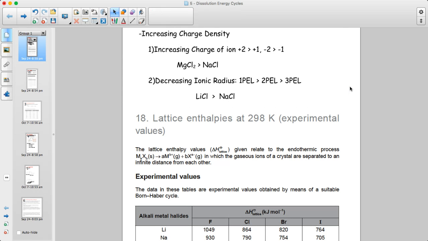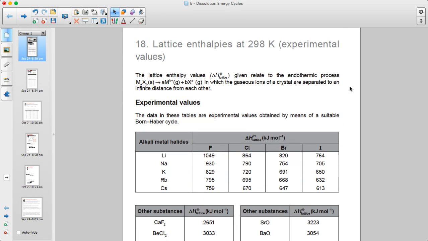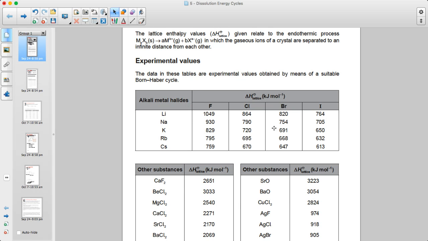On paper 2, you can use the data booklet. Table 18 has lattice enthalpies, and this first table has them for singly charged, so +1 and -1 ions. And you can essentially see that trend. As we go down the table, you're getting bigger and bigger ions, more and more principal energy levels, but with the same charge. And you can see that as the ions get bigger, the lattice enthalpies go down. So this would be lithium fluoride versus sodium fluoride versus potassium fluoride, and so on.